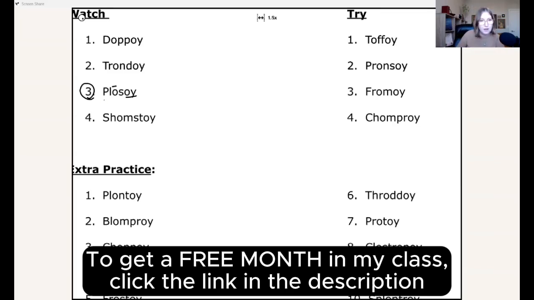So we have p, l, o, s, oi, plosoi. What would that word have said with 2 s's? Plasoi. What would that word have said with 2 s's and no p? Lasoi. What would that word say with no P and only 1 S? Losoi. Brilliant.